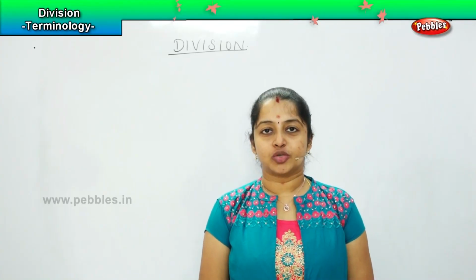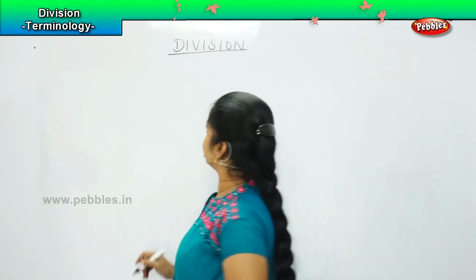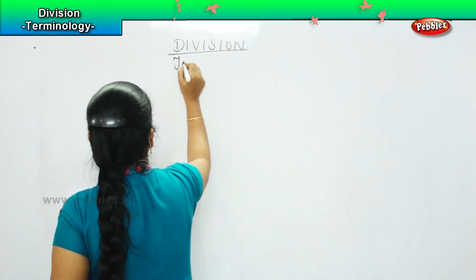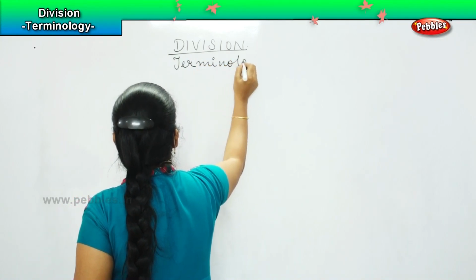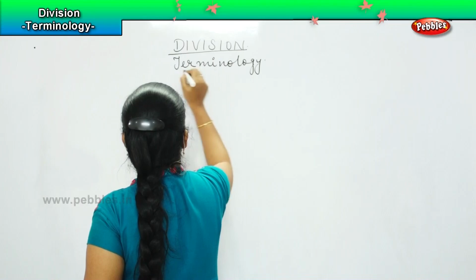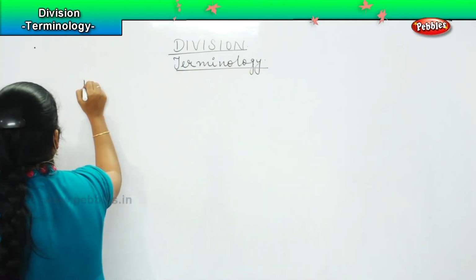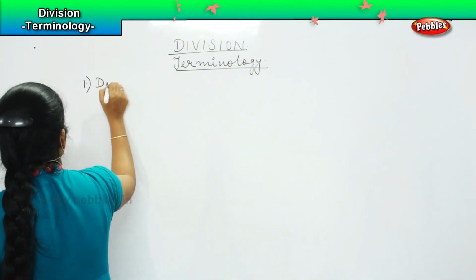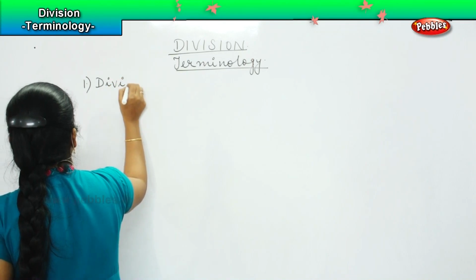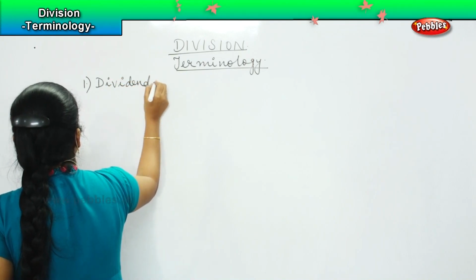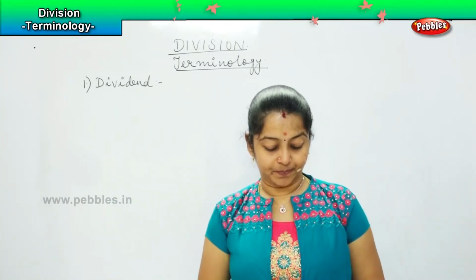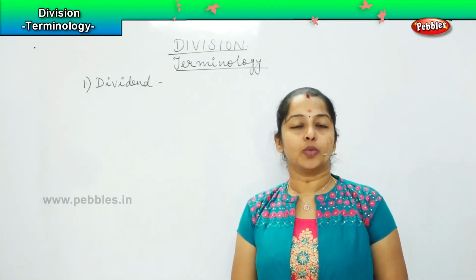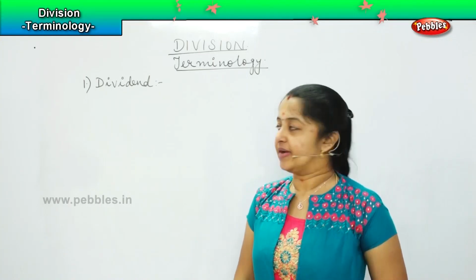Now I am going to teach you the basic terminology that we use in division. Okay. So your next topic is terminology. In terminology, the very first thing is called the dividend. So what do you mean by dividend, children? The number to be divided is called the dividend.